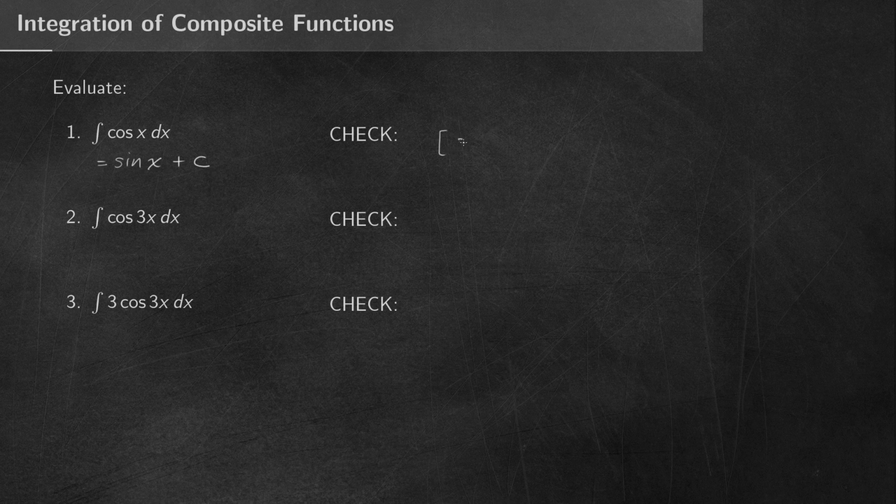We can check that if we take the derivative of our answer. The derivative of sine x is cosine x, and the derivative of plus c is 0. So we do get back this inside function here that we started with.